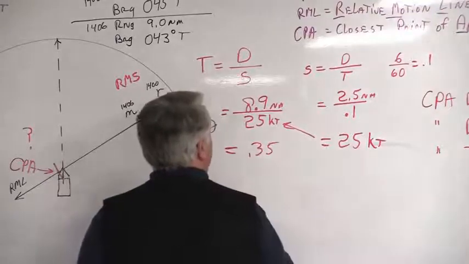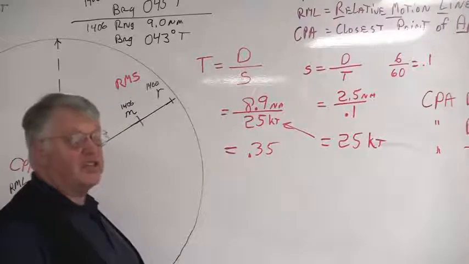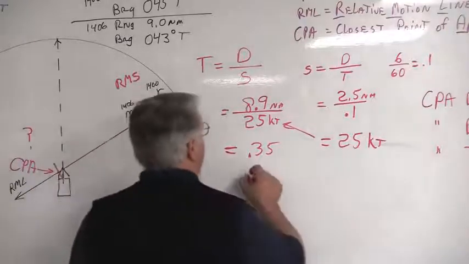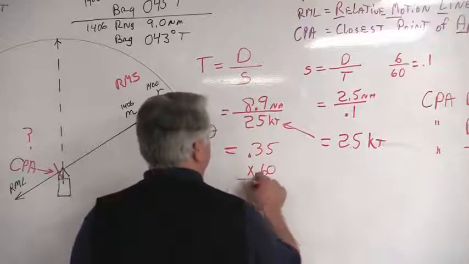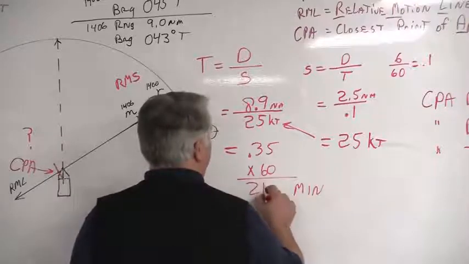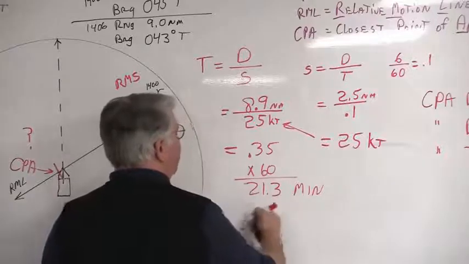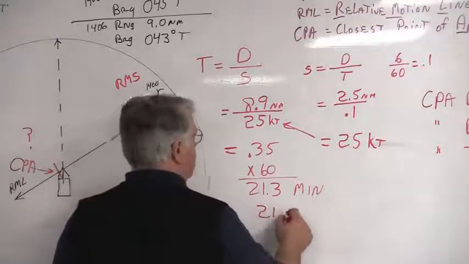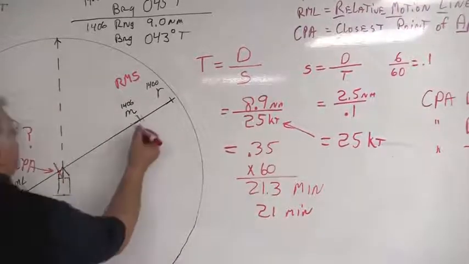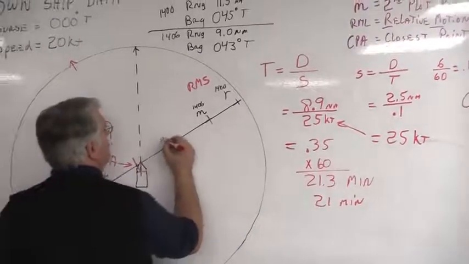0.35. Now I've got to multiply that by 60, correct? Okay. All right, we have 0.35. Now that's in tenths of an hour, isn't it? That doesn't do us any good. So we got to multiply this times 60 in order to transfer it into minutes. And what do we get? 21.3? Yeah. Okay. So 21.3. Now when you get this number, you can round it off. So we're going to use 21 minutes. Okay. Now, if you look up here for a minute, the time it takes him to go from M to CPA was 21 minutes.